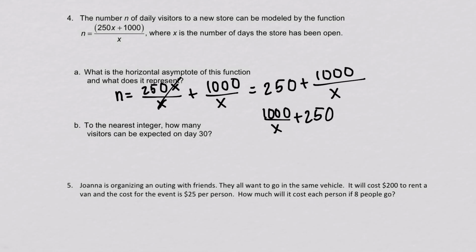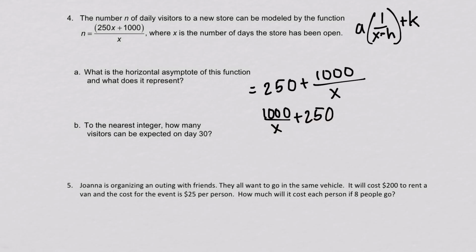Now if I compare that to my regular function, which is supposed to always look like this, a times 1 over x minus h, the general form of my rational function, plus k, that means that k in this case is 250. And h is 0, right? H is 0 because there's no x minus h here, but k is 250. K is always going to be your horizontal asymptote, right? Y equals 250. So the horizontal asymptote of this function is y equals 250.